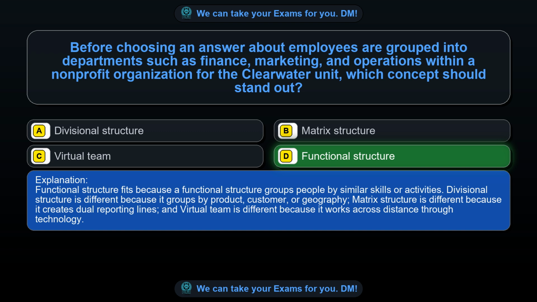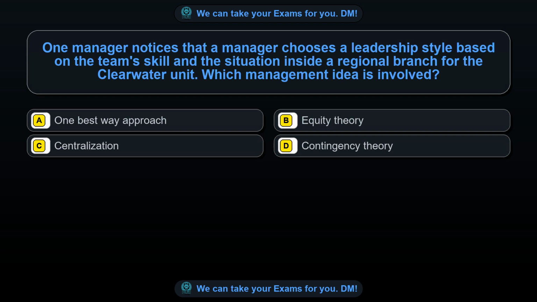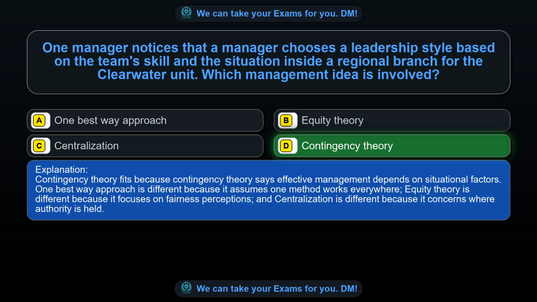Question 3. One manager notices that a manager chooses a leadership style based on the team's skill and the situation inside a regional branch for the Clearwater unit. Which management idea is involved? Option A, one best way approach. Option B, equity theory. Option C, centralization. Option D, contingency theory. The correct answer is option D, contingency theory. Contingency theory fits because contingency theory says effective management depends on situational factors. One best way approach is different because it assumes one method works everywhere. Equity theory is different because it focuses on fairness perceptions, and centralization is different because it concerns where authority is held.